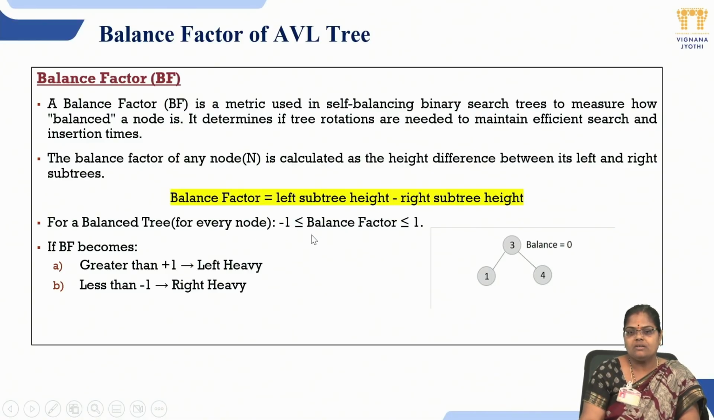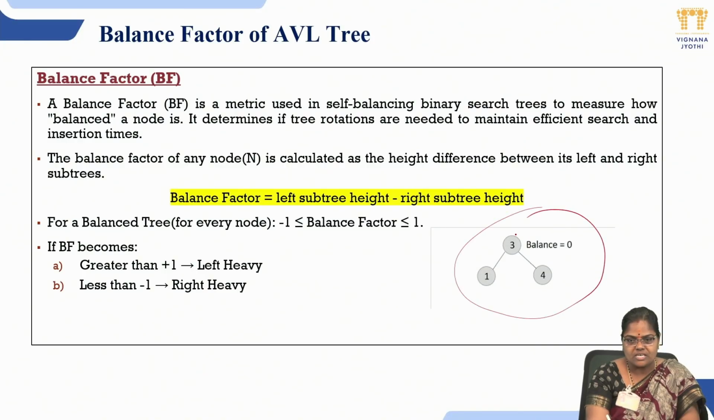So that is how it has been put in an equation form like this. So if the balance factor becomes greater than +1, what does it indicate? It indicates it is left heavy. For example, in this AVL tree which we consider here, if I include one more node here, then it becomes left heavy. So it is heavy onto the left subtree side when compared to the right subtree.